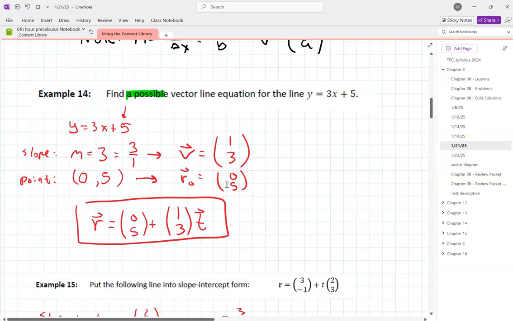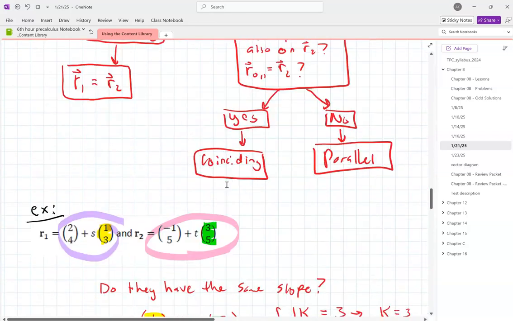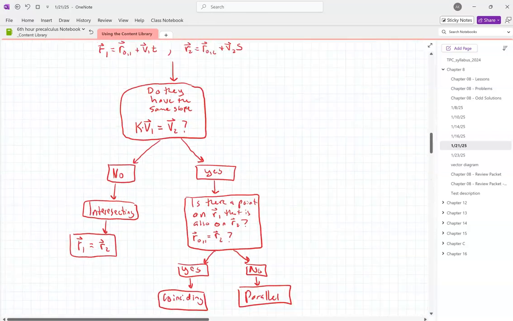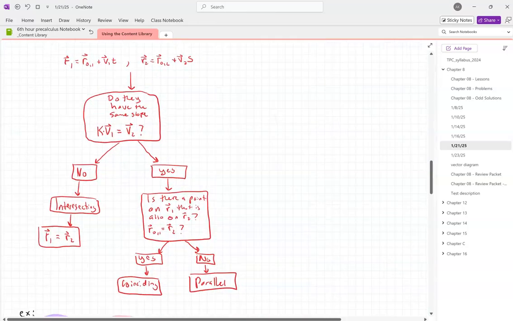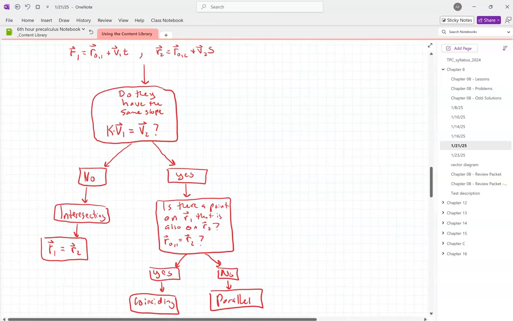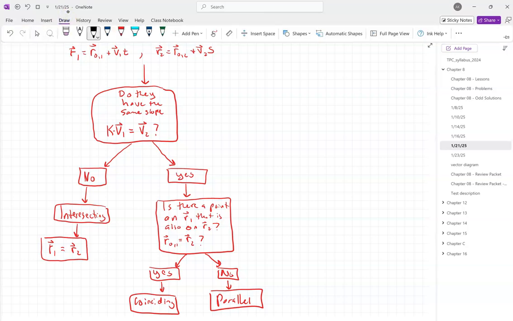So to do this, what I'm using is kind of this flow chart that I wrote up, or that we did in the notes. So if I'm given two vector equations for the line and I want to determine if they are parallel, intersecting, or coinciding, you could put that on your note card, sure. I first ask, do they have the same slope vector? And then depending if they're yes or no, I do different things. This is the flow chart that I'm going to use.